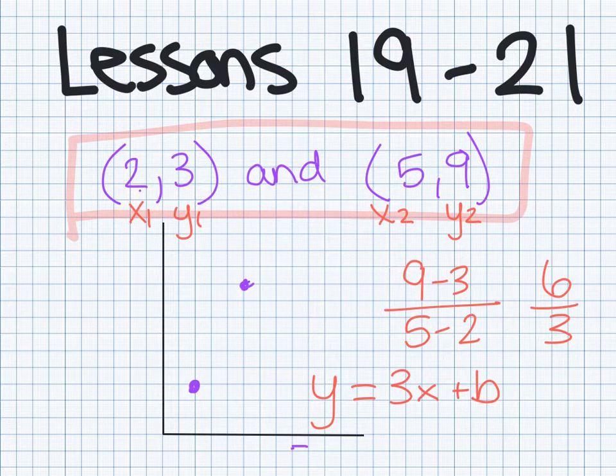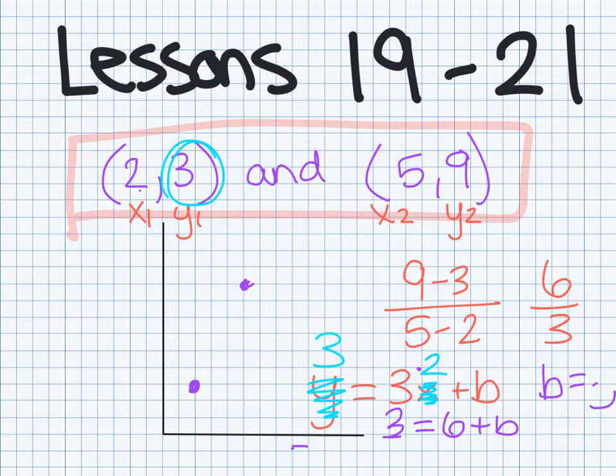So what we're going to do is instead of writing y, we're going to put in our 3 from our first ordered pair. And instead of writing x, we're going to put in our 2. So what does that give me? 3 equals 6 plus b. Because 3 times 2 is 6. So 6 plus what would be 3? Well, we take away 6 from each side. b equals -3. So I know I'm tight on space over there, so let's zoom out.